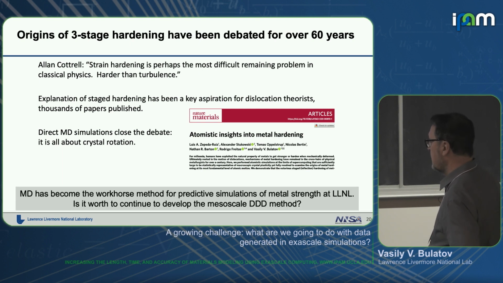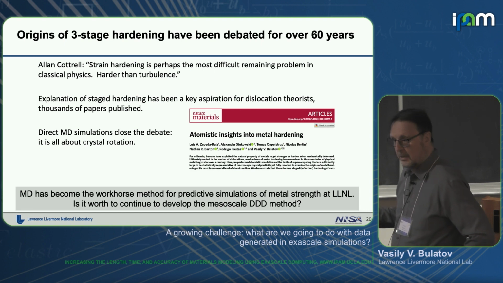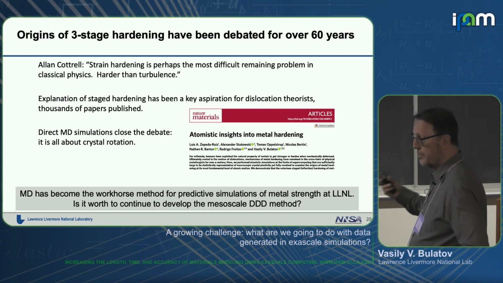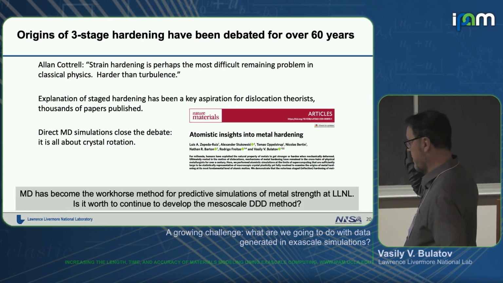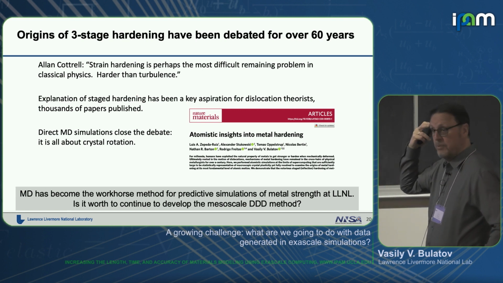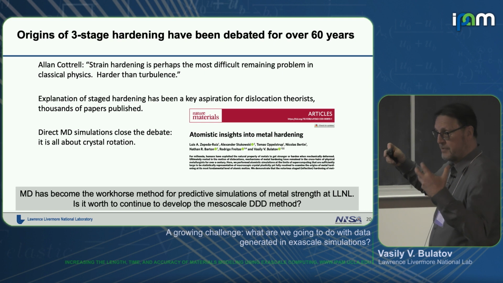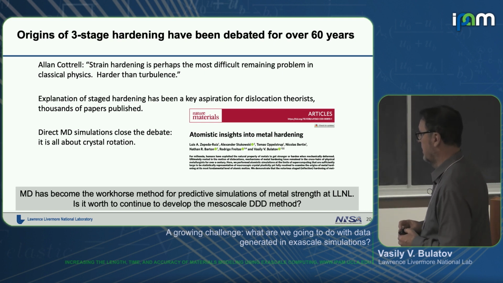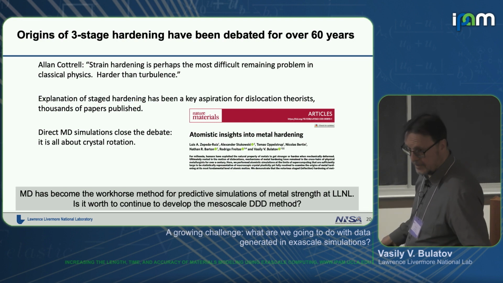As of now, molecular dynamics at Lawrence Livermore at least has become the workhorse method for predictive simulations of metal strength. So that's mostly what we do. But we have spent so much time and effort developing the dislocation dynamics method. Does it mean that we should just abandon it?